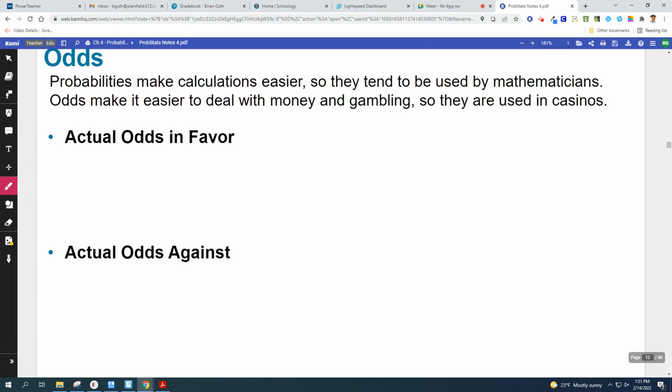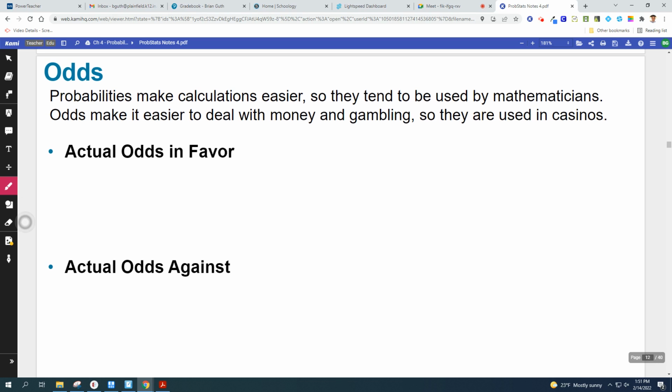Now let's talk about odds. Probabilities make calculations easier, so they tend to be used by mathematicians and statisticians. Odds make it easier to deal with money and gambling, so they are used in casinos. So remember, when we talk about odds, we're talking about part to non-part. Not part over total. That's probability. Odds is part to non-part. So odds, actual odds in favor. So think about the odds of some event.